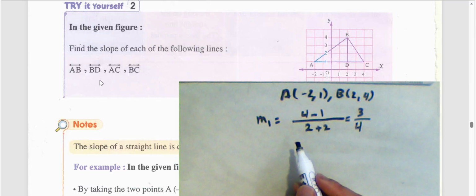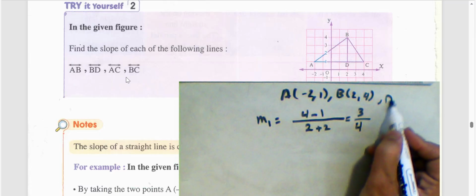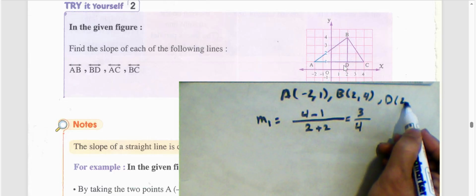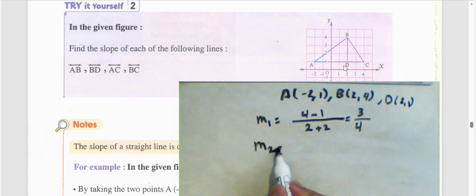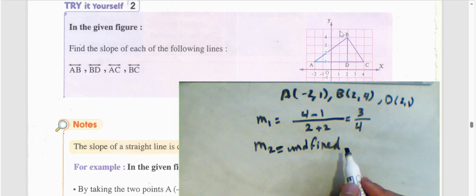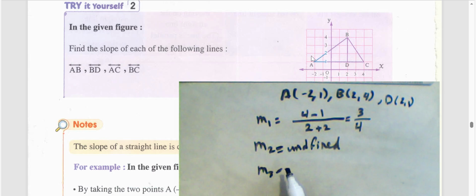And we want to find the slope of BD. The coordinates of point D, look here, are 2 and 1. The slope of BD will be undefined. Why undefined? Because the straight line BD is parallel to the y-axis. And the slope of number 3, EC, will be equal to 0, because it's parallel to the x-axis.